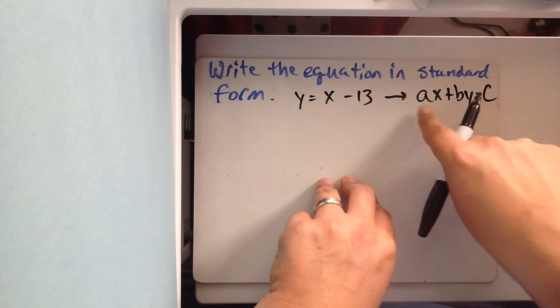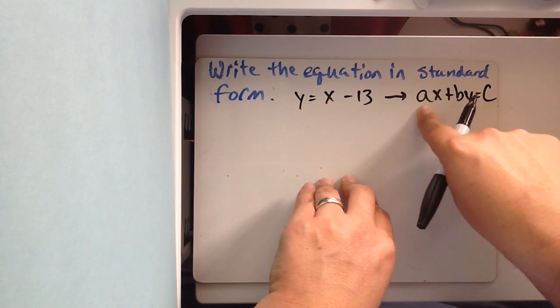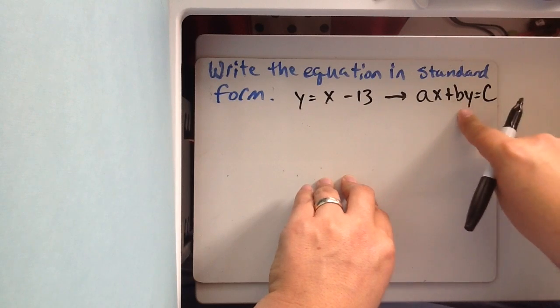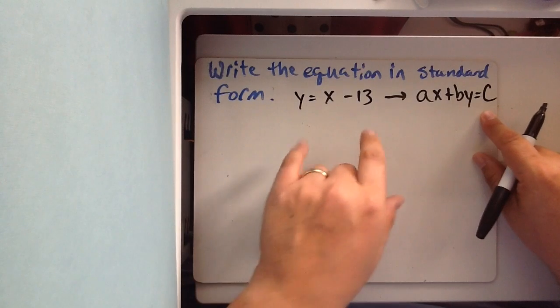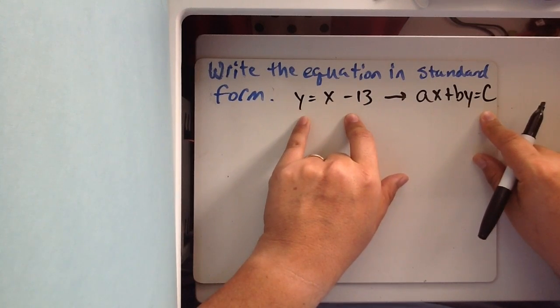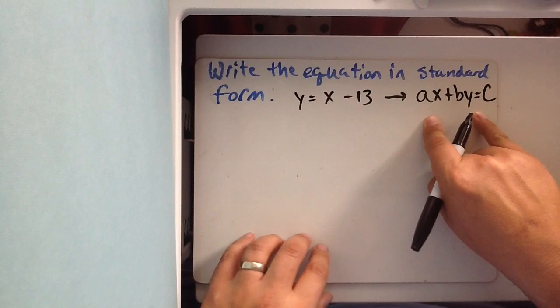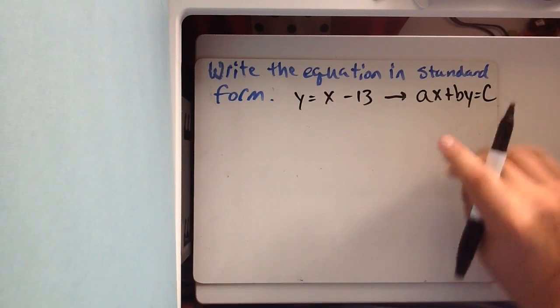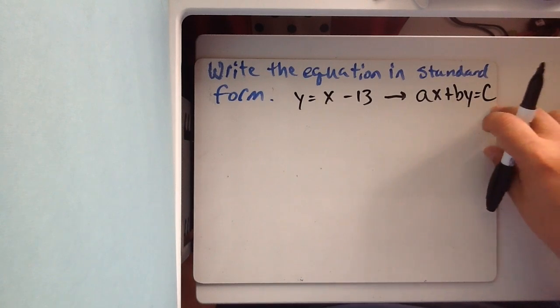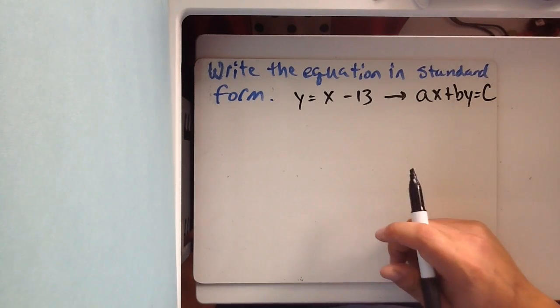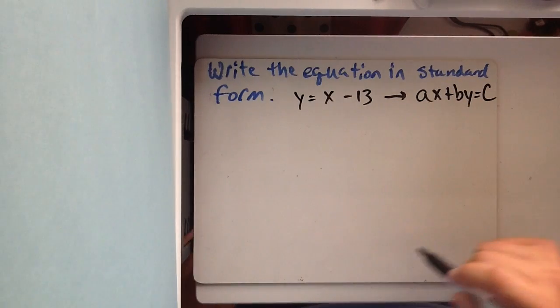My first term is a number, any number that A represents times x plus any number that B represents times y equals my constant. Okay, so I have to take this equation and make it look like that form. Okay, so that means all my variable terms are together and they're separated from my constant. My constant is by itself. Well, I know 13 is going to be my constant.